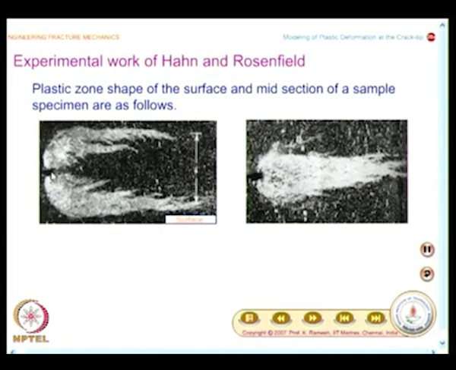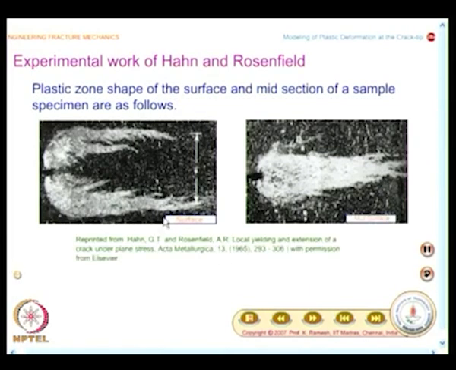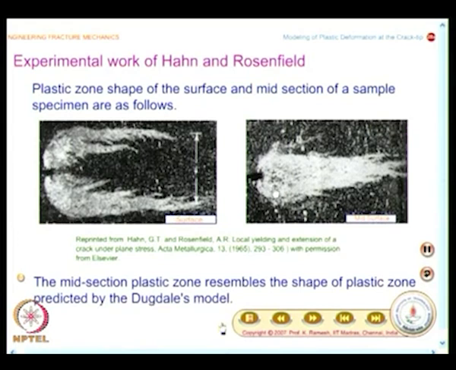On the surface the plastic zone is like this, at a mid section the plastic zone is like this. See, this is a very highly magnified picture. You can, for all practical purposes, consider this as a line. So, this happens on a surface. I would like you to make a sketch of this.